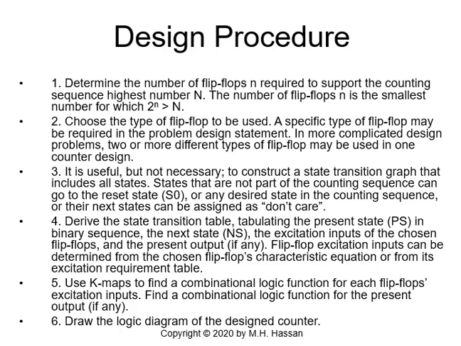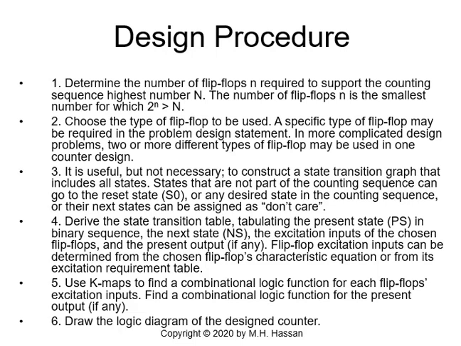It is useful but not necessary to construct a state transition graph that includes all states. States that are not part of the counting sequence can go to the reset state 0 or any desired state in the counting sequence, or their next state can be assigned as don't care. So often states are not used. We prefer to assign them as don't care for the simplest hardware required to design the counter. So if you are looking for the most frugal hardware, I will use the next state for an unused state as don't care. I don't care where to go.